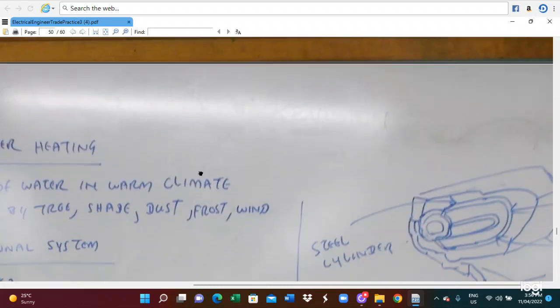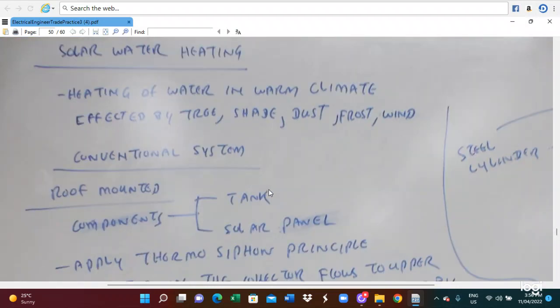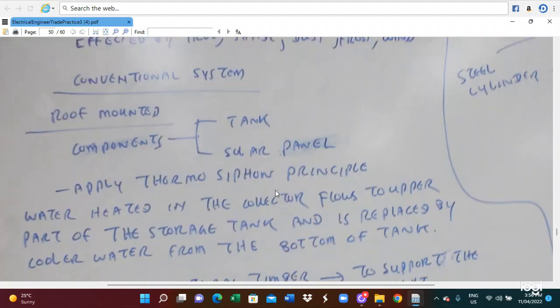So the solar water heating system is the heating of water in a warm climate. They are affected by trees, shade, dust, frost, and the wind. So this roof mounted water heater system consists of the components of the tank and the solar panel.